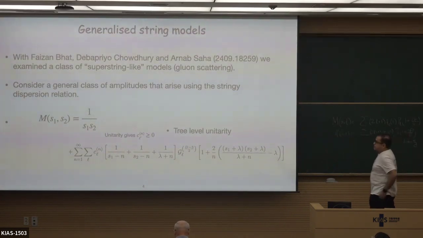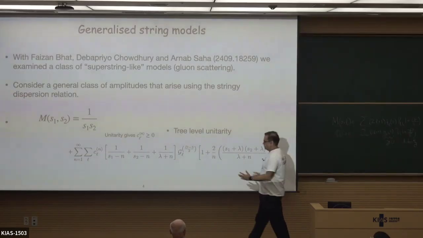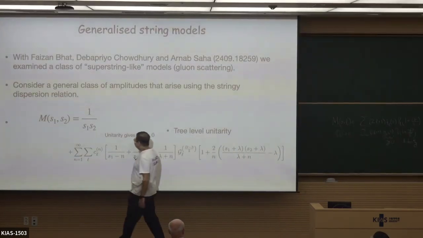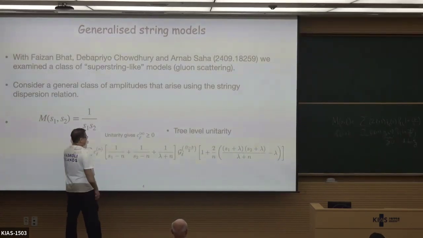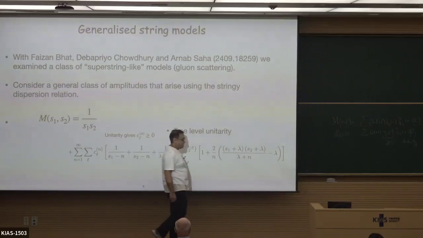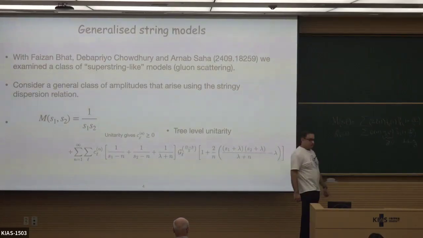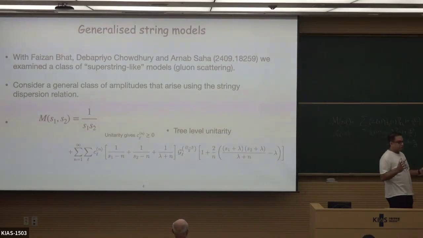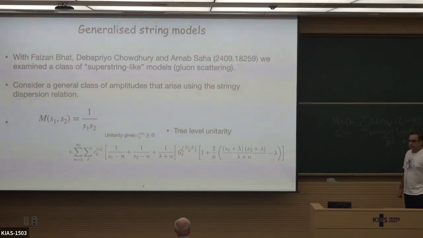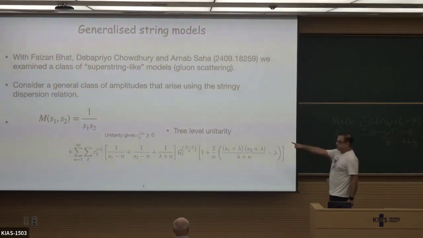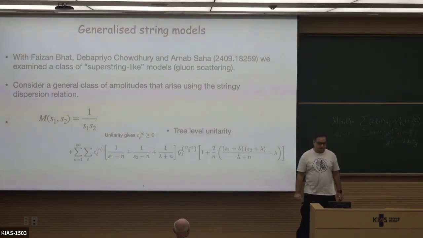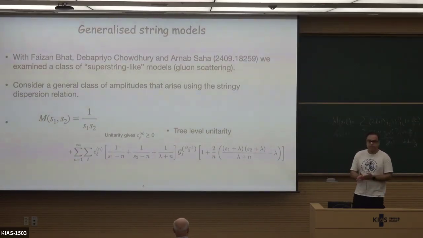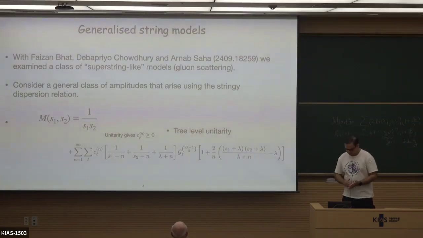The constraint that this amplitude satisfies is, first, unitarity. So this has to be bigger than 0. And second, there is this parameter that is sitting here, lambda. This amplitude has to be independent of lambda. These are the two constraints that we are going to impose while trying to constrain these C_{L,n}'s. Is that clear?